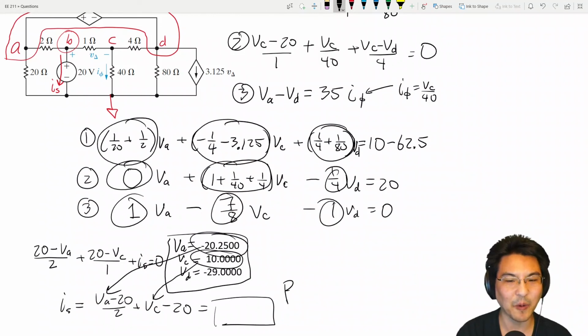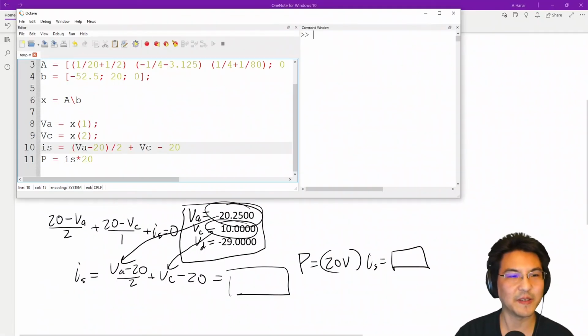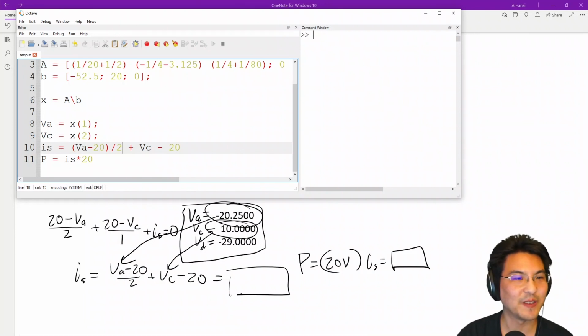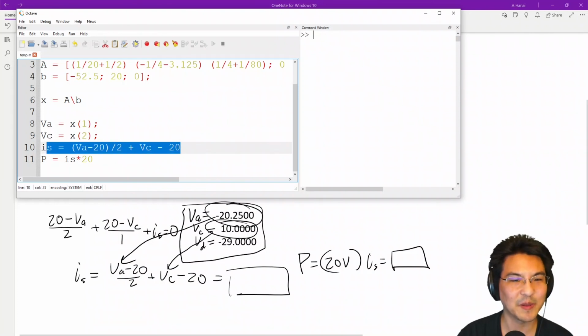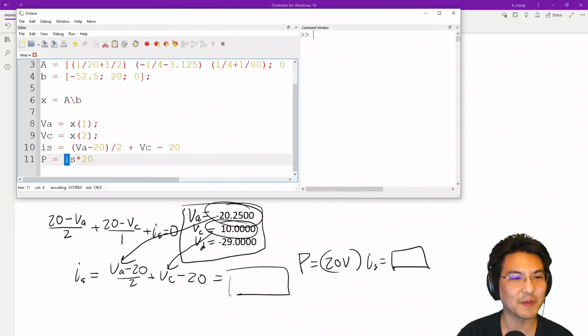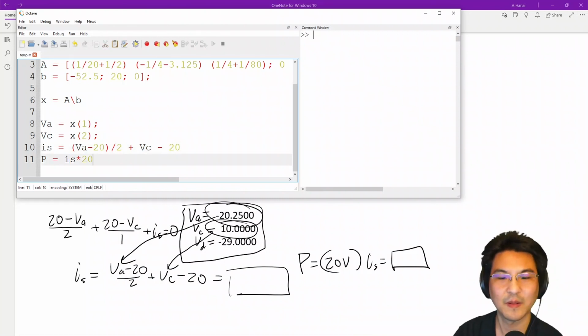And then if you want the power, it's the voltage, 20 volts, times this current. And then that would be the power. I can type this up. Okay, so I just typed it up in Octave. So VA is this first element of the solution. VC is the second one. And then I just typed the same formula. So this will be the current, and then the power is the current times the voltage. So let me just run that.